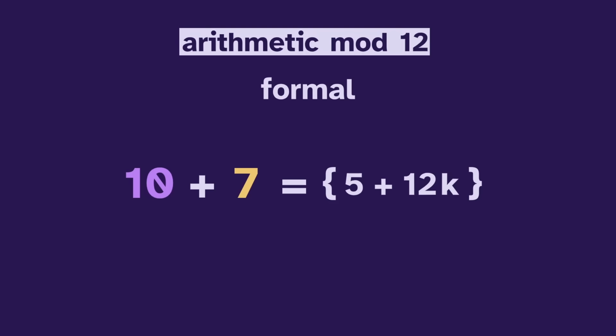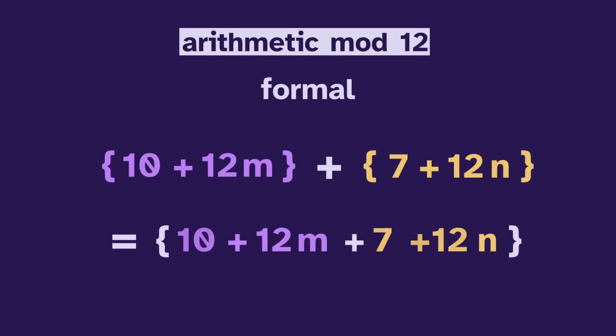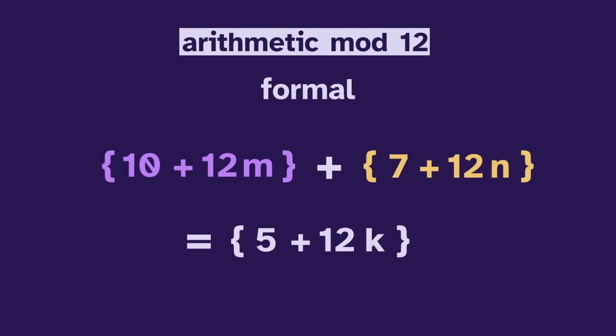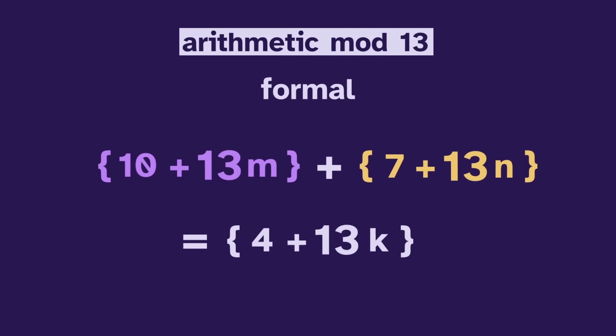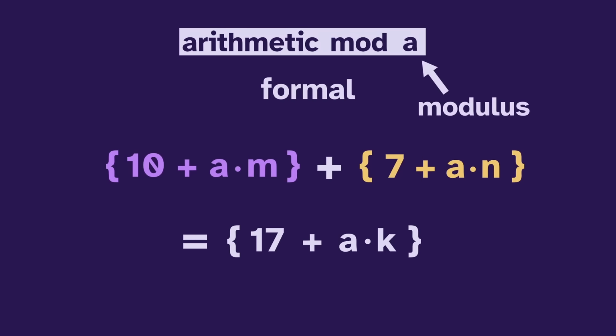To do the whole problem formally, we take the set of 10 plus a dozen m, and the set of 7 plus a dozen n. We add together all possible pairs of elements, then do a little algebra, and we end up with the set of 5 plus a dozen k. We get a different result if we use a baker's dozen, or a faker's dozen, or a Quaker's dozen. We can use any integer for the modulus.